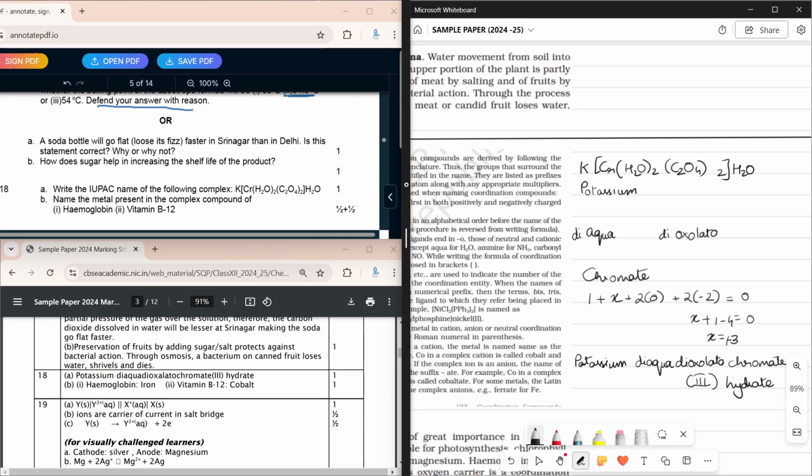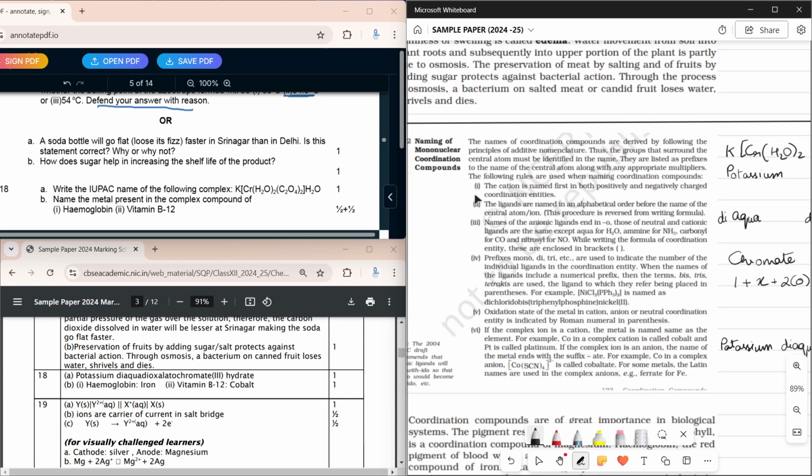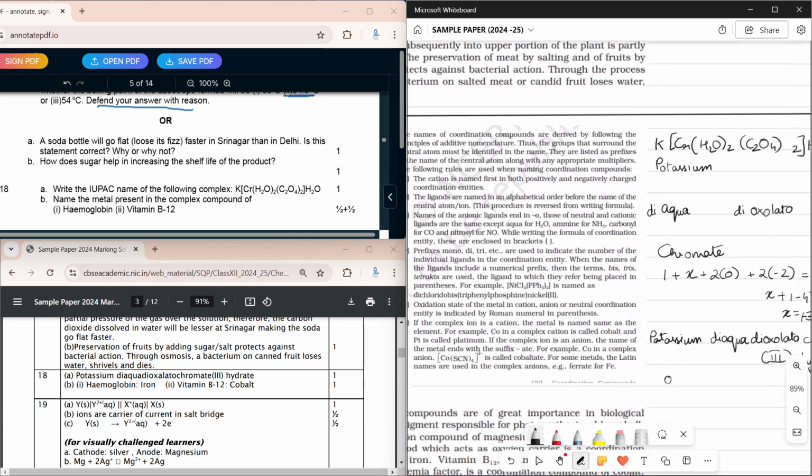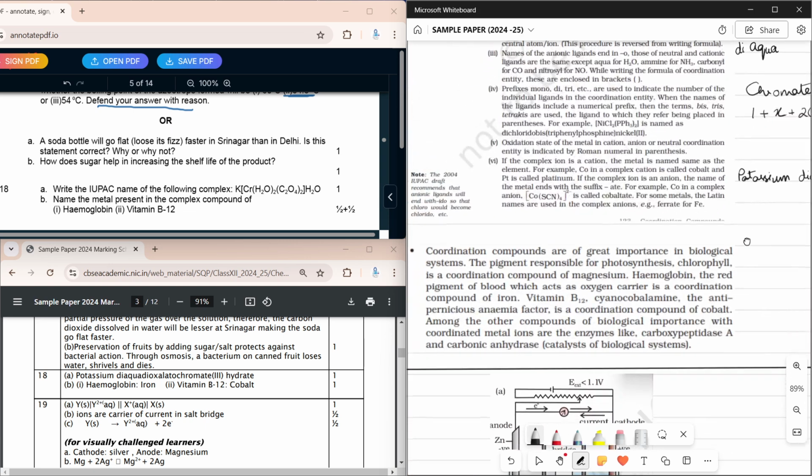So that's the name. And this is obviously from the chapter coordination compounds, and it's under the naming of mononuclear coordination compounds. So basically we started with the potassium, which is the cation. And then we moved on to the anion. Under the anion, you have two ligands, diaqua, dioxalato, and then chromate. And then we calculated the oxidation state of the chromate, and then we were able to write the name.